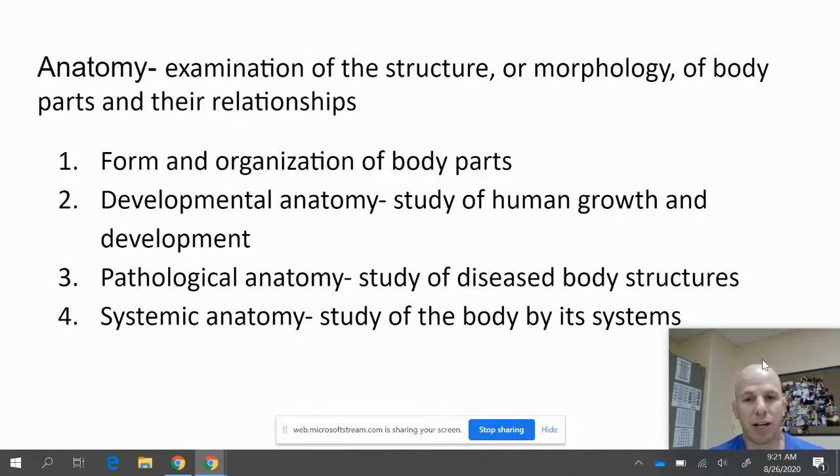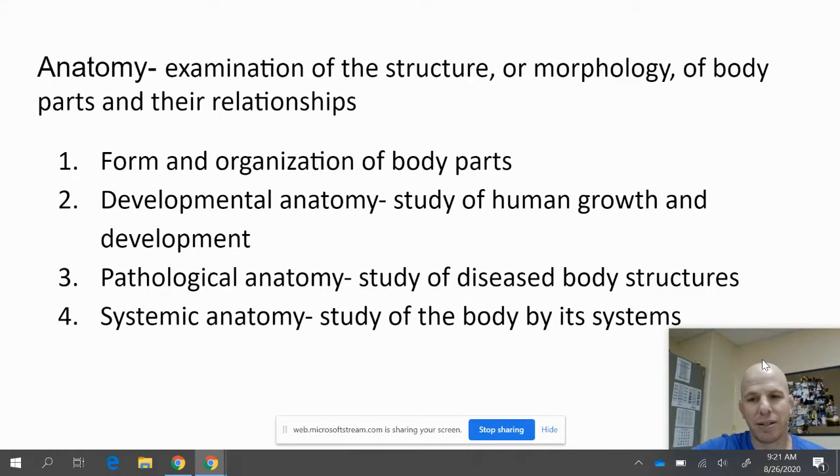Pathological anatomy, we're studying diseased body structures. We don't do that a lot in this class. We will do some developmental anatomy in this class, not a lot of pathological anatomy. Diseased body structure. So I'm looking at how a disease might affect the form or the structure of that body part. And again, that's going to relate to physiology here in a moment.